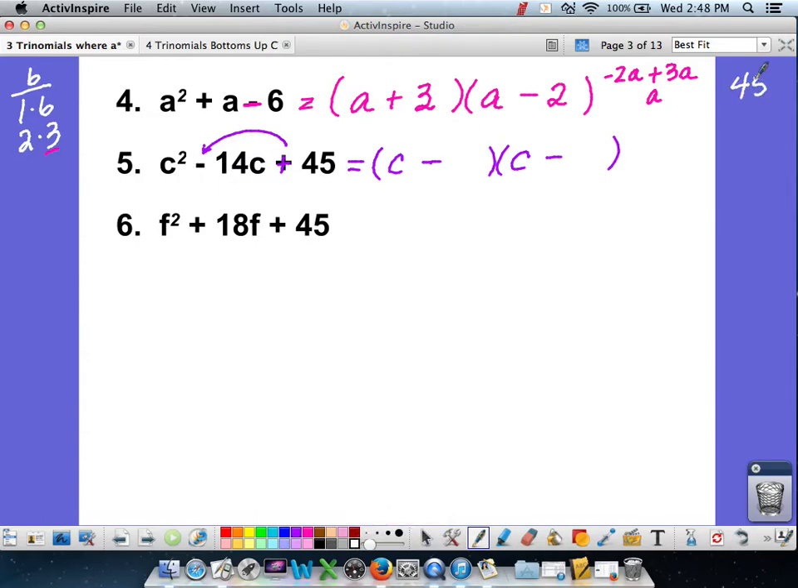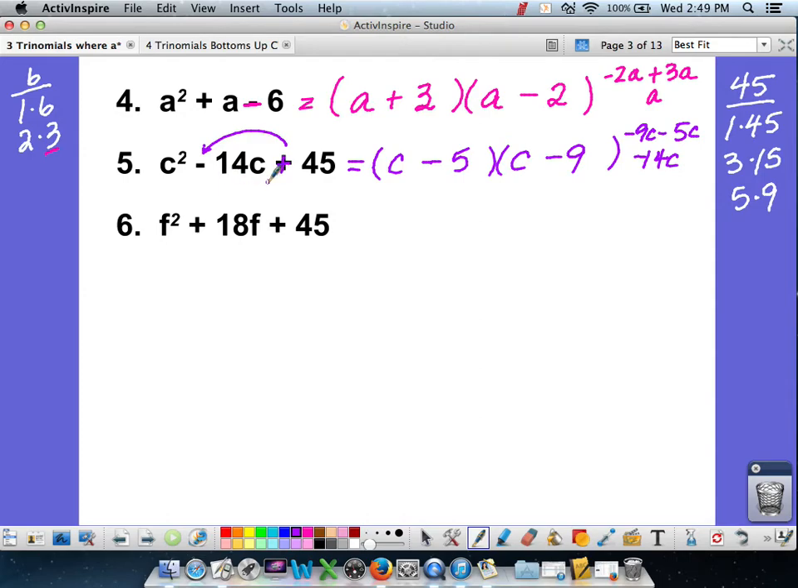So here I have 45. 1 times 45, 3 times 15, 5 times 9. These are the factors of 45. So what are factors of 45 that add and give me a negative 14? Well, those are going to be 5 and 9. Since the signs are the same, it doesn't matter what you put first. But to check it, outer, I have negative 9c when I multiply. Negative 5 times c is negative 5c, and that adds up to be a negative 14c, which is my middle term here.